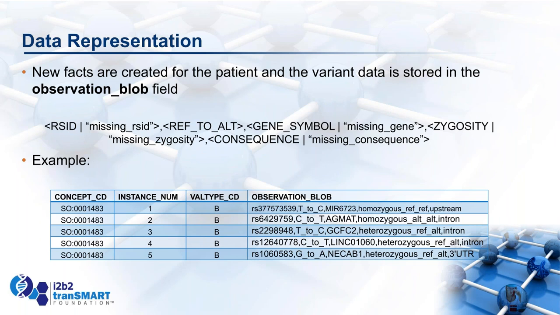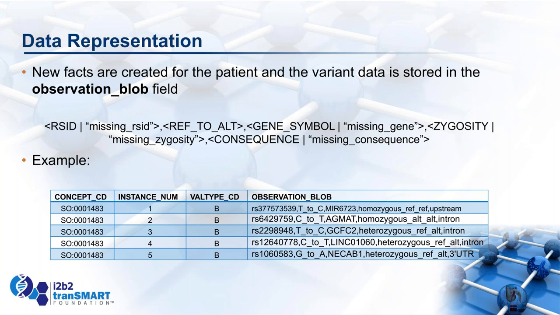So the data representation here is pretty straightforward. Essentially, we decided to load the variant data in as new facts for the patient, tied to a concept in i2b2, such as SNP and indel, and I'll go over that in the ontology slide in a second. But this variant information is actually stored in the observation blob section, as you can see here.